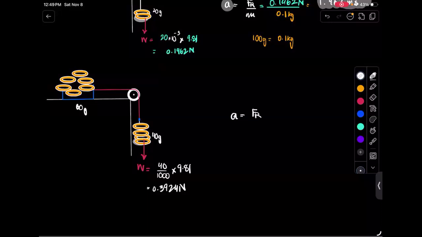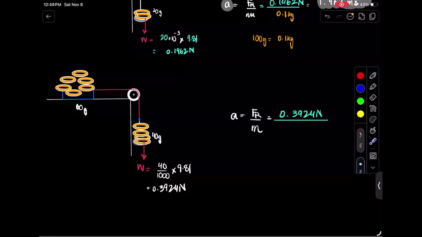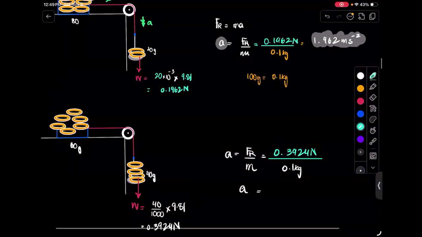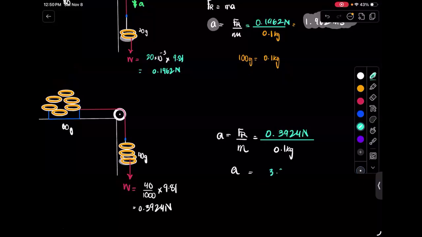Again, acceleration is equals to resultant force divided by mass. What is the resultant force? It's the same. Oh, sorry, the resultant force is not the same. It's higher, 0.3924 Newton. What is the mass? It's still the same. The total mass of the system is still the same. 60 plus 40 gram, 0.1 kg. And what does that give me as acceleration? 3.924 ms minus 2.